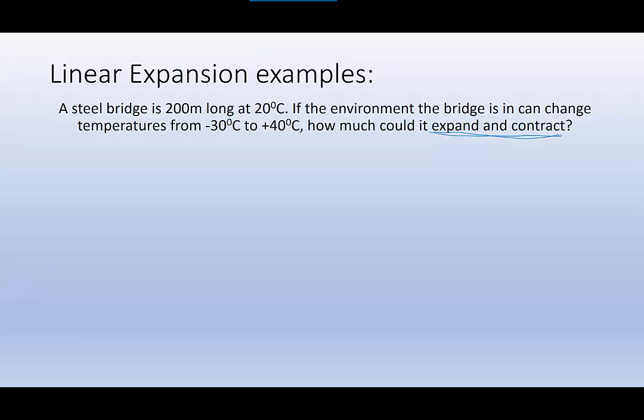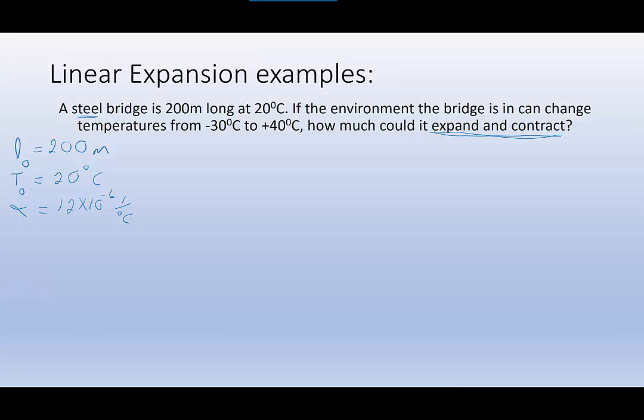The easiest way to approach these problems is to write down what you know, write down what you're looking for, and then write down the equation that you can use. So I know that the original length of my bridge is 200 meters. I know that the original temperature of my bridge is 20 degrees Celsius. I know that it's made of steel, so I can go back to the chart on the last page and look for alpha. I recall having just said that it was 12 times 10 to the -6, 1 over degrees Celsius. So those are all of the things that I know.